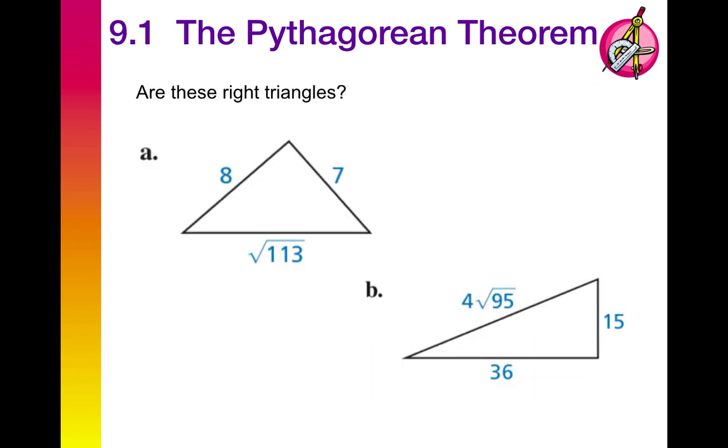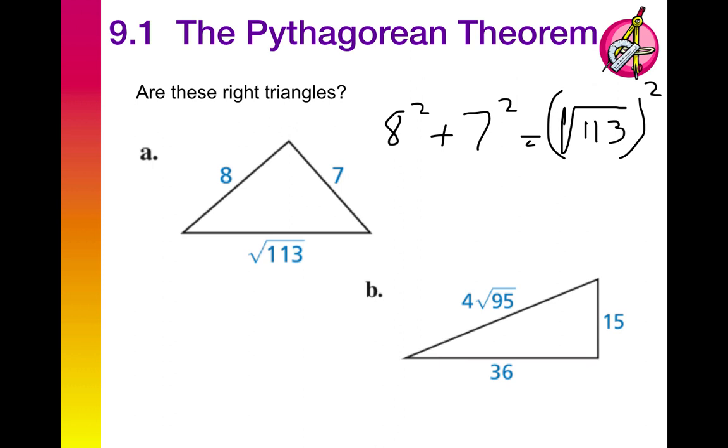Are these right triangles? Well, let's take a look at this. We have 8 and 7 and the square root of 113. So let's just write this out. We have 8 squared plus 7 squared, and we compare it to the square root of 113, and we take all of that and make that squared. Well, this is easily 113.